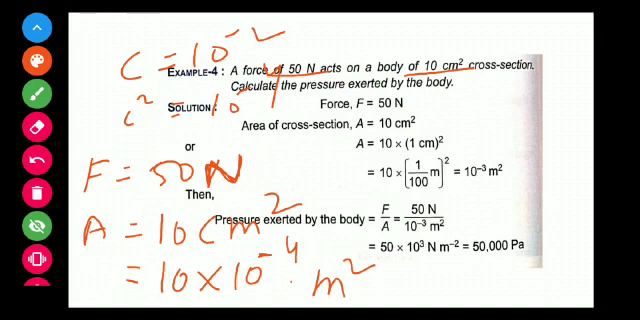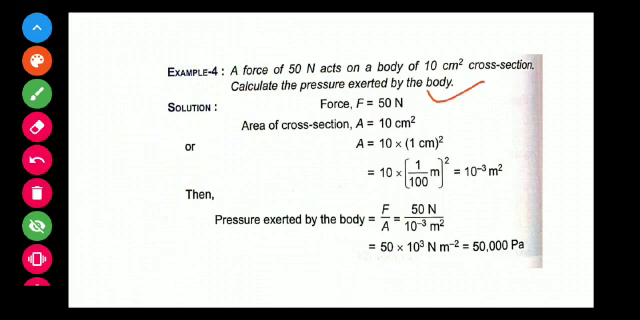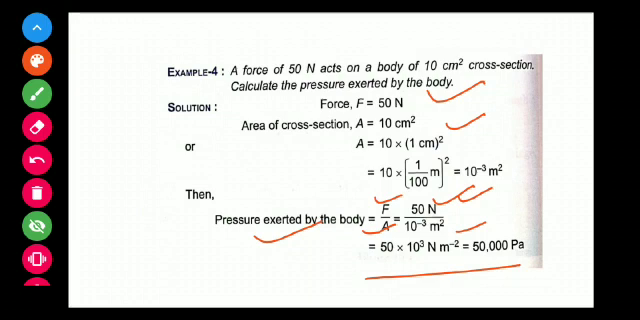Now, find the pressure. Pressure is force upon area. Force is 50 Newton, area is 10 centimeter square. Convert 10 centimeter square into meter square, that is 10 raised to minus 3 meter square. Therefore, pressure exerted by the body is 50 Newton upon 10 raised to minus 3 meter square, that is 50,000 Newton per meter square or 50,000 Pascal.